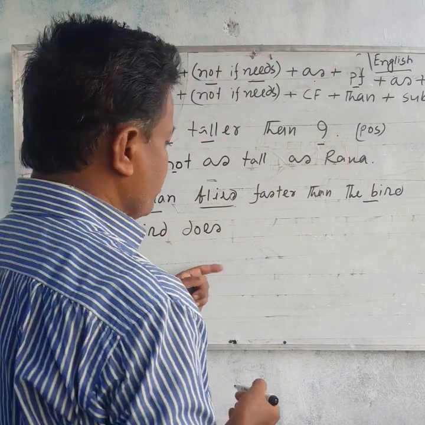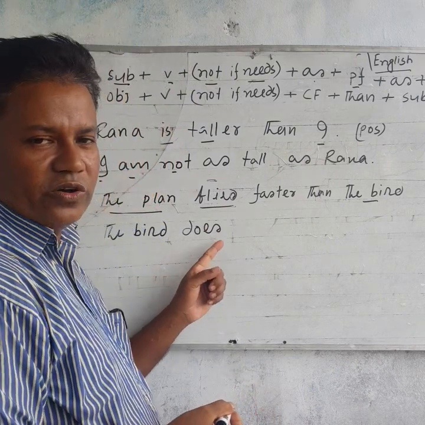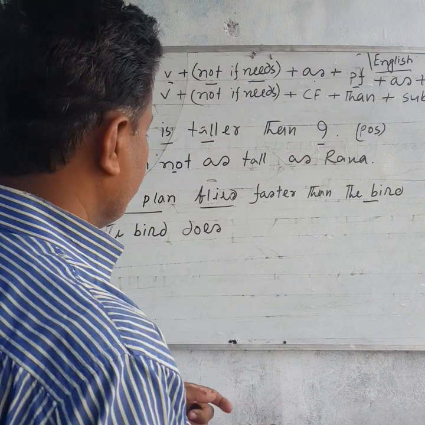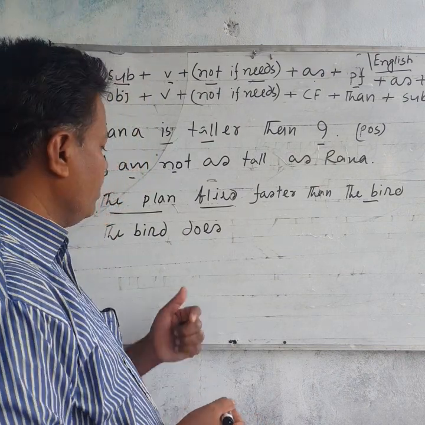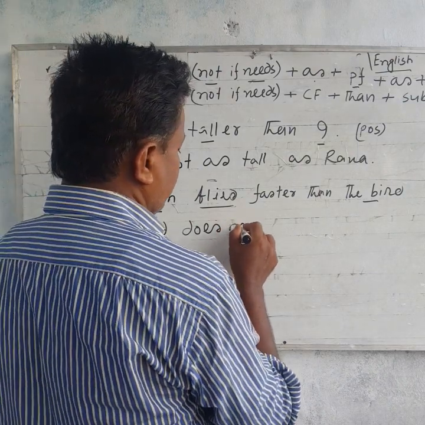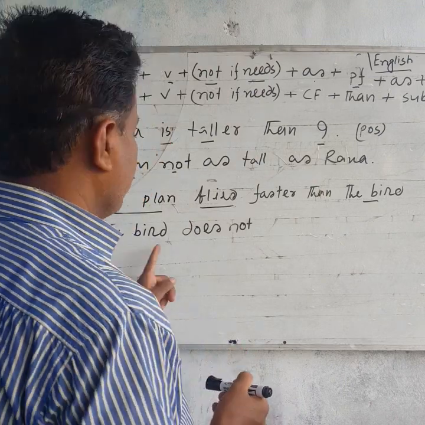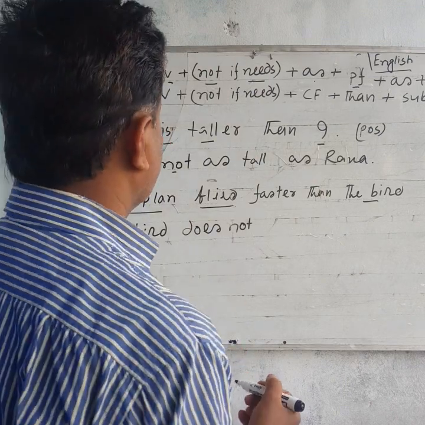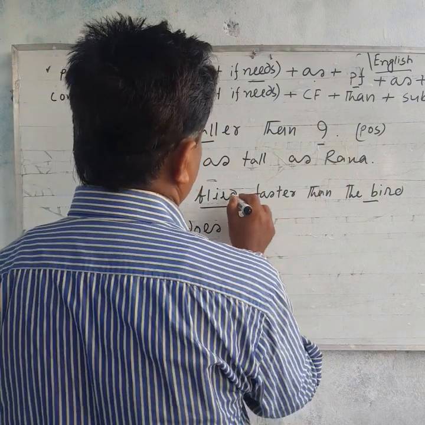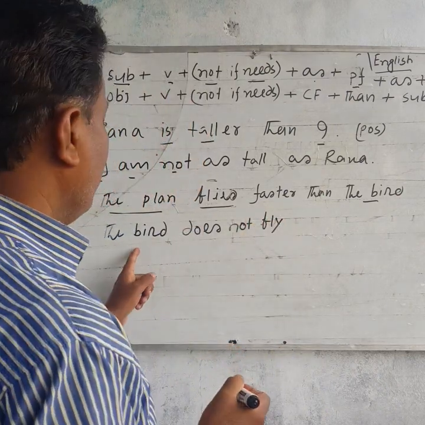So I have to put here not, and I can't use only not, because here is no auxiliary verb. So as the auxiliary verb I have to bring does. Now I can put here not. The bird does not fly.